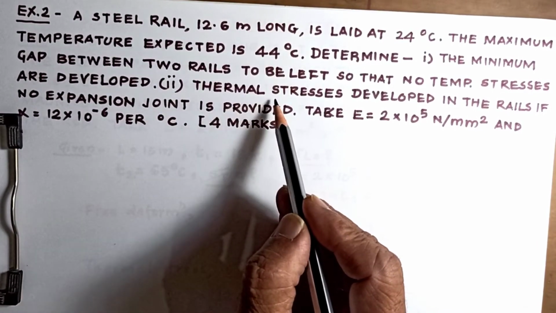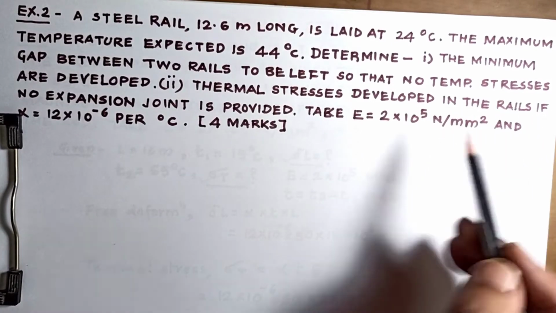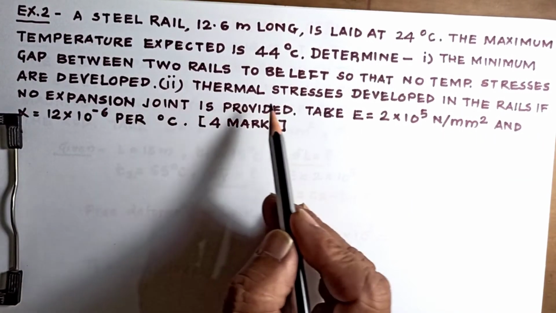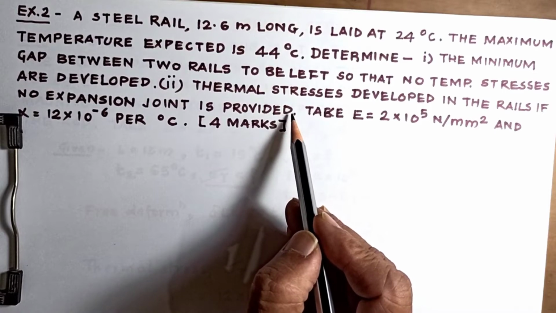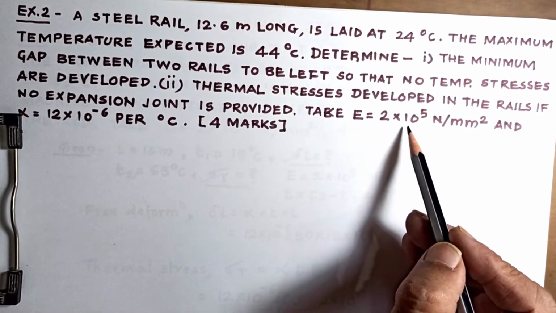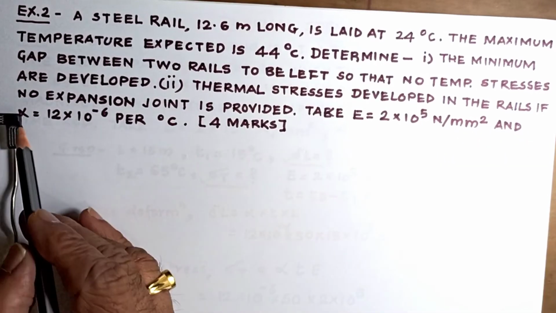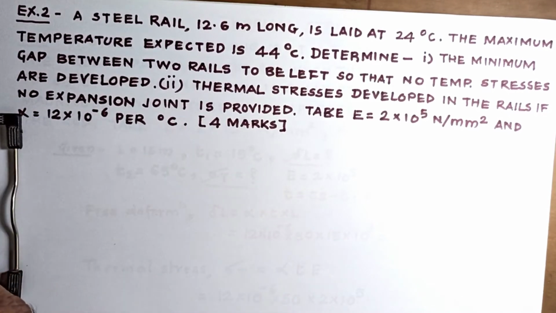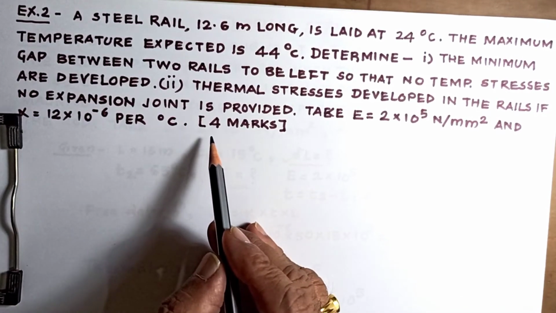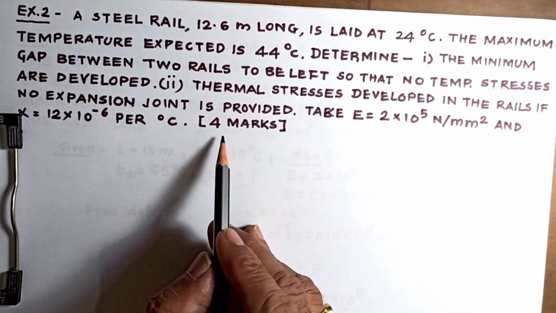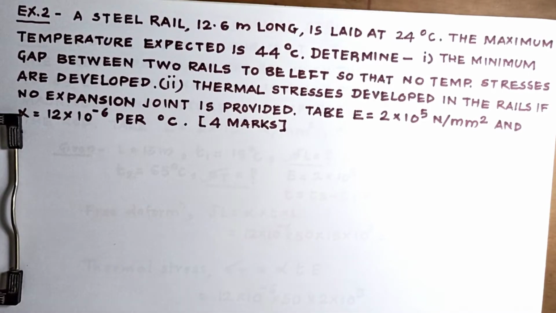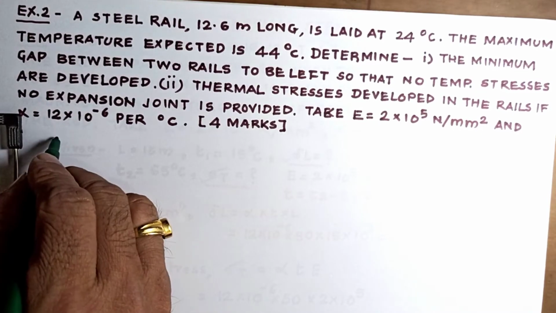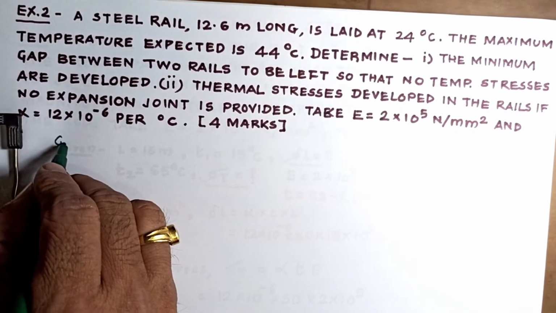Second, the thermal stress developed in the rails if no expansion joint is provided. Means if no gap is provided. Take E is equal to 2 into 10 raised to 5 Newton per mm square and alpha is equal to 12 into 10 to the power minus 6 per degree Celsius. This is also the question which is asked in MSBT examination for 4 marks. Now, let us see what is given in this particular problem. Okay, so let us see the given things.